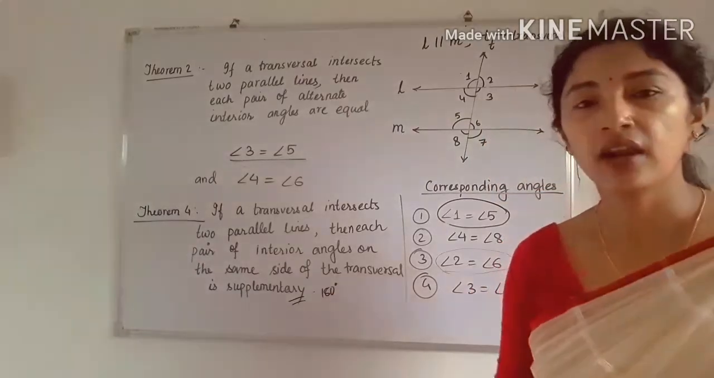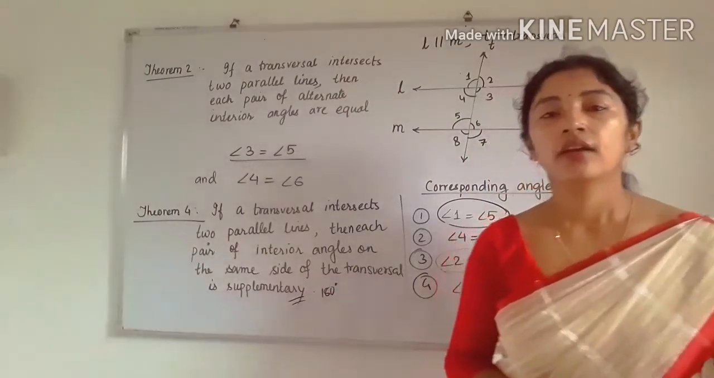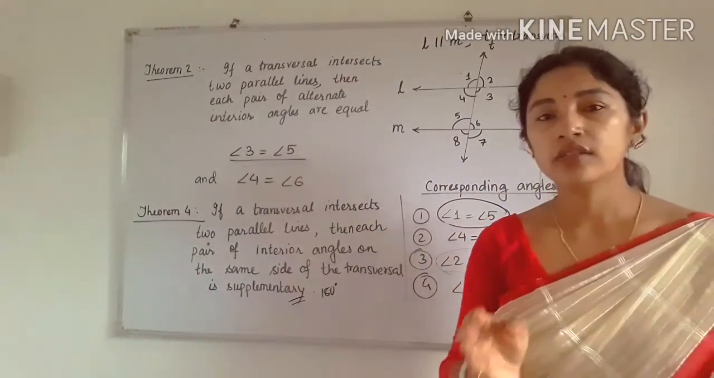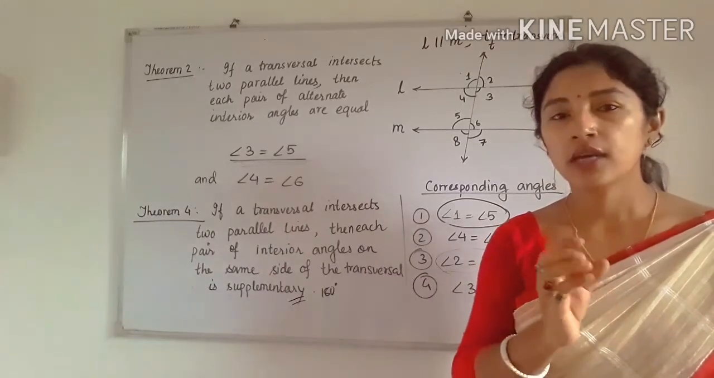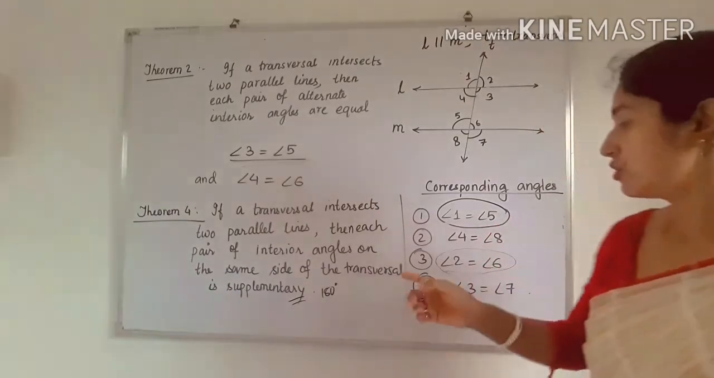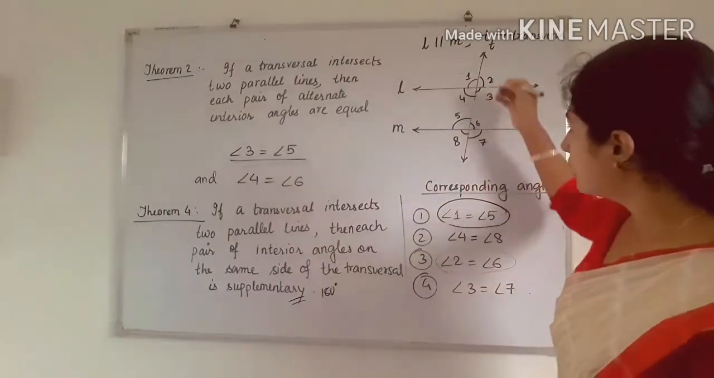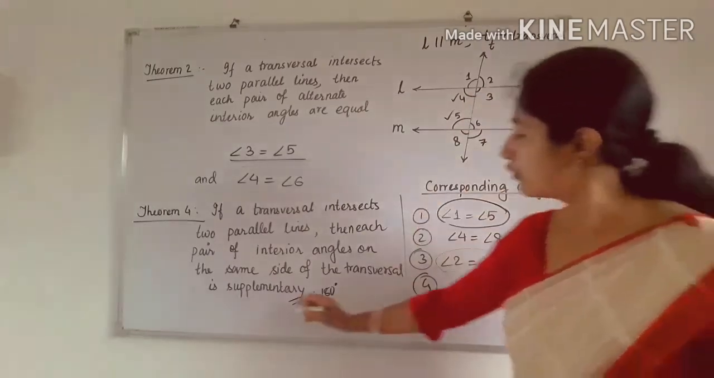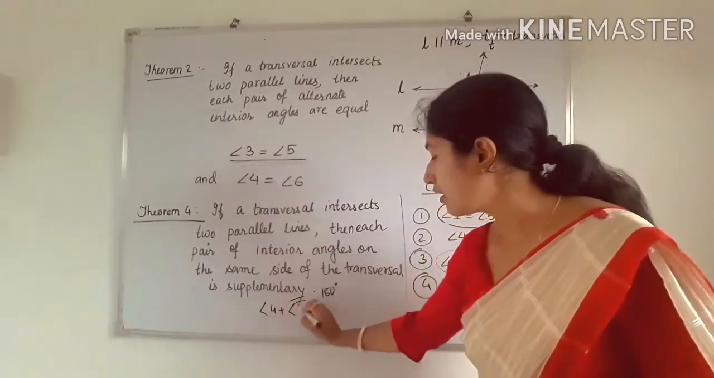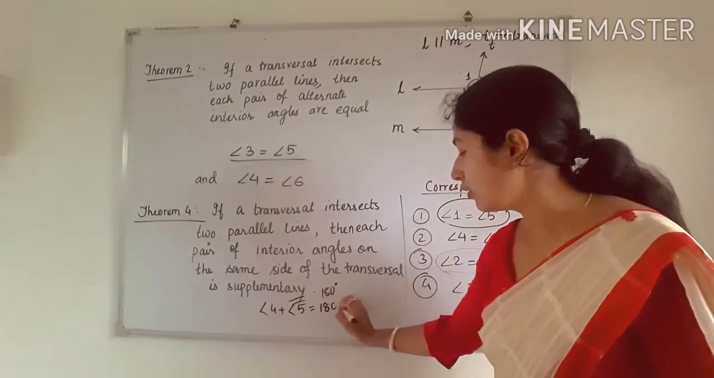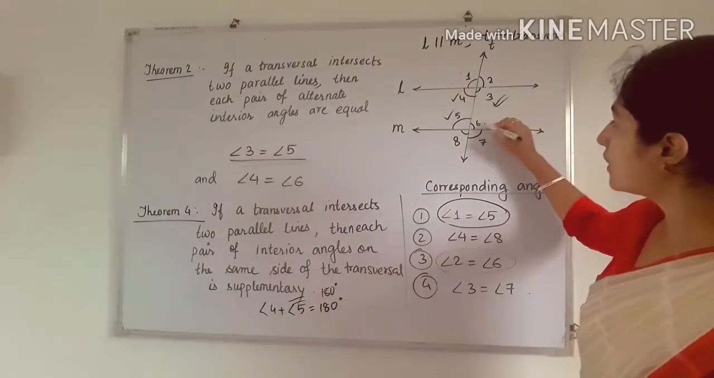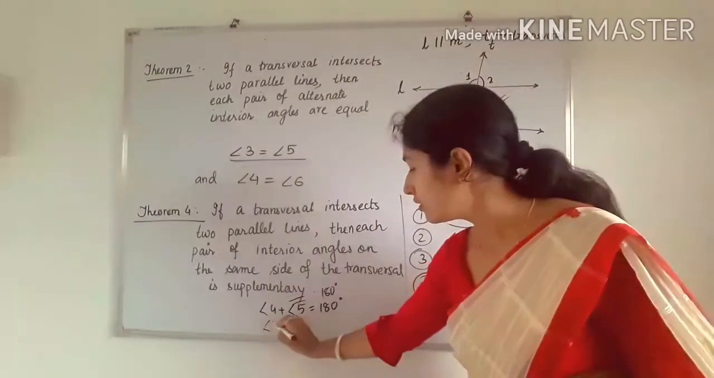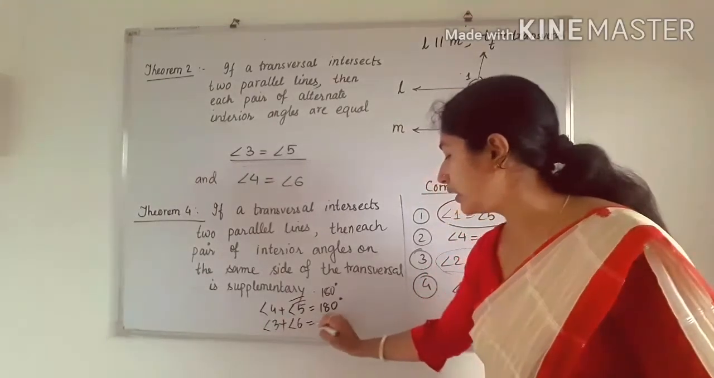So if two lines are parallel and a transversal is there, then for the interior angles on the same side of the transversal, the sum of the two angles will be 180 degrees. So according to this, what will we get? See, the interior angles on the same side will be angle 4 and angle 5. So first, angle 4 plus angle 5 is equal to 180 degrees. Okay. Next will be what? Angle 3 plus angle 6. So angle 3 plus angle 6 is equal to 180 degrees.